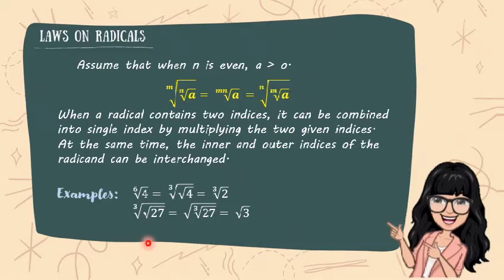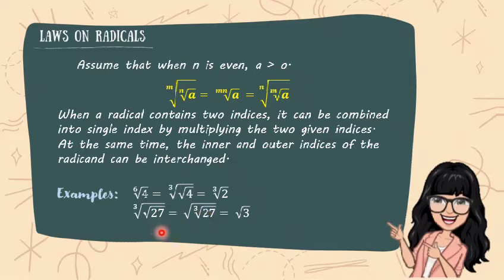But can we get the cube root of 27? What if we interchange our outer index and inner index? Our outer index here is 3. Our inner index here is 2. Would that be easier if we interchange the two indices? So what if we have square root of cube root of 27? Now we know that 27 has a cube root which is a whole number, so it will be easier for us to simplify this.